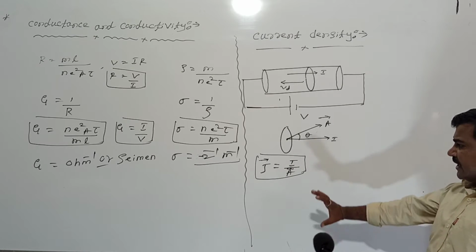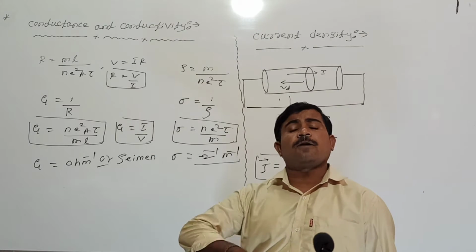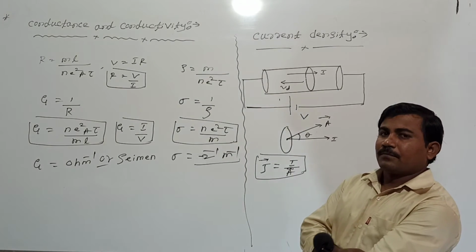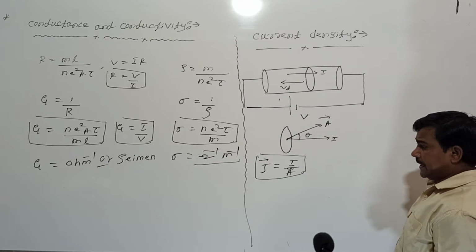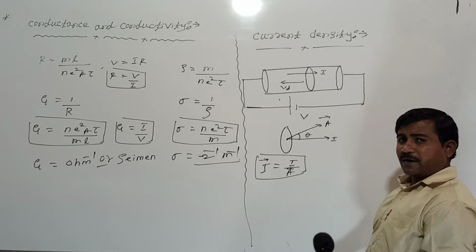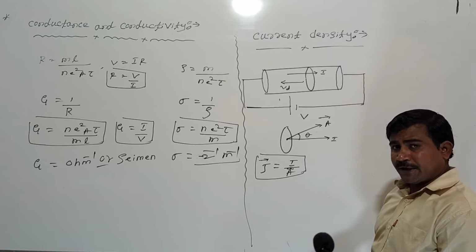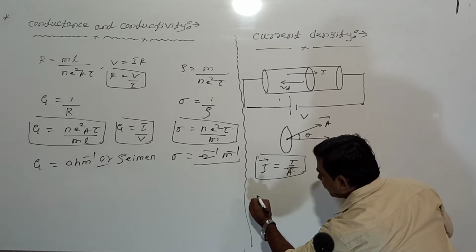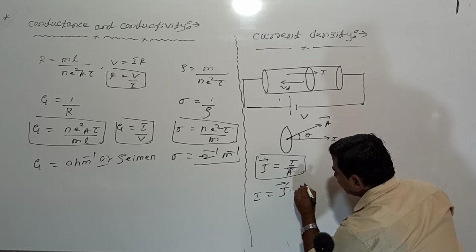Then let us see whether the current density is a scalar or vector. See here, this area vector is a vector quantity. Then what is current? Current is a scalar quantity. How to write from this formula? I equal to how much? That is J dot A.